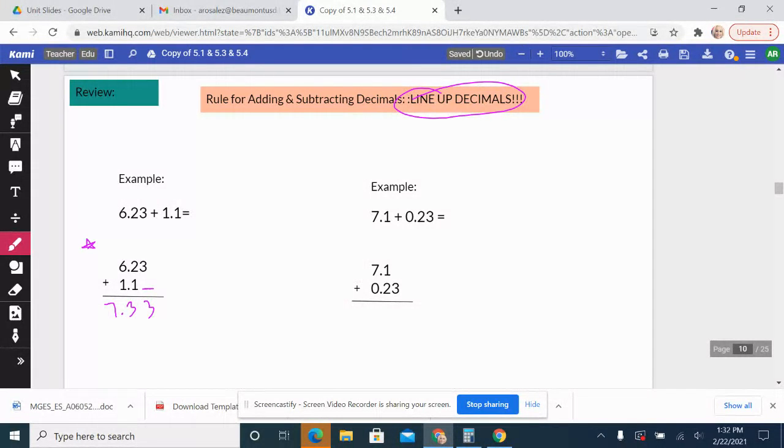Now here is a little different. If you have 7.1 and 0.23, this is technically a 0 right there. So 3 plus 0 is 3. Sorry, that's a 3. 2 plus 1 is 3. And then you have your 7. Okay, so you would get 7.33 as well. But you're not writing anything. It's just to kind of point out these place values, these zeros that are technically there that need to be accounted for.